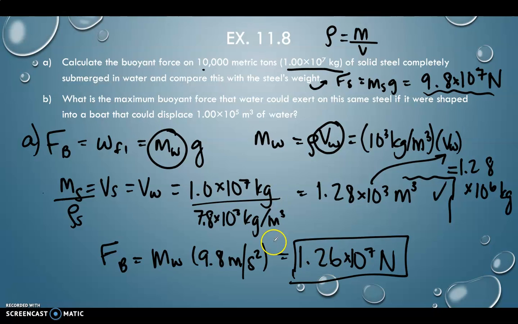So, what does that mean? This means that our force due to gravity of the steel is higher than the buoyant force, so it will overcome that buoyant force.